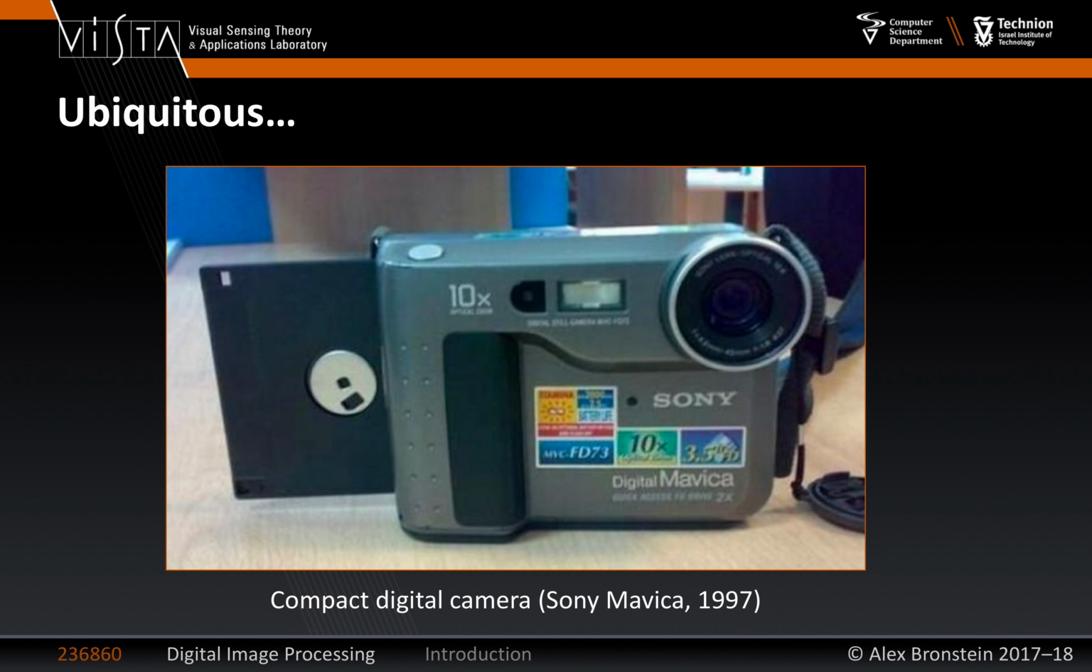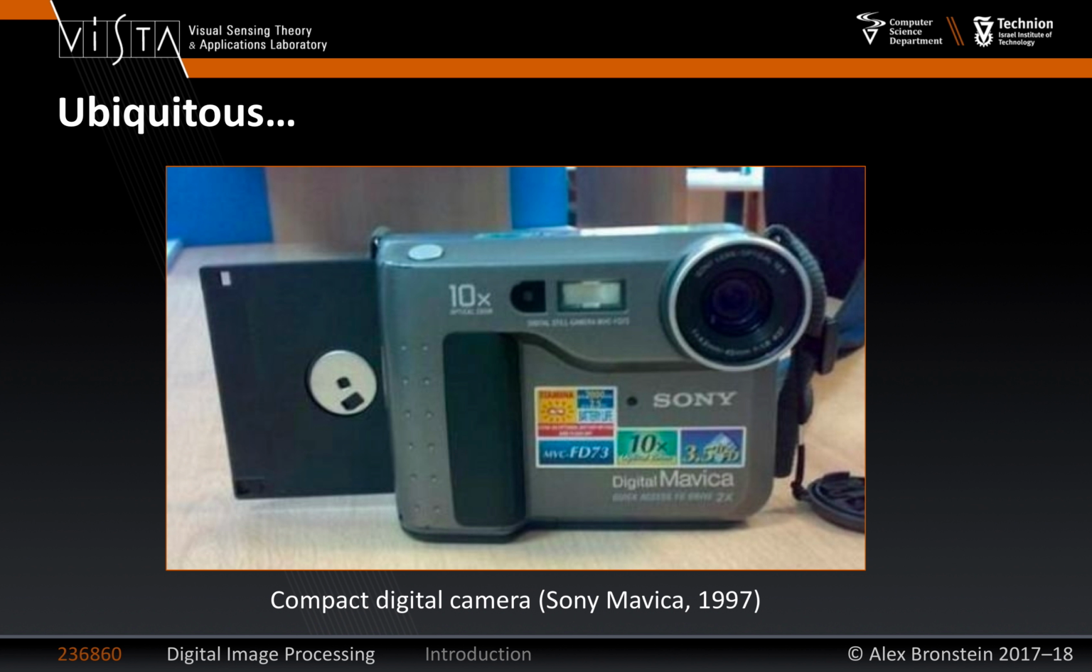And do you know this thing? I feel that I'm too old because I know what this thing is. This is a floppy disk. So this digital camera from 97, made by Sony, was recording digital images, I think 1 megapixel, on floppy disks. So basically it became ubiquitous.